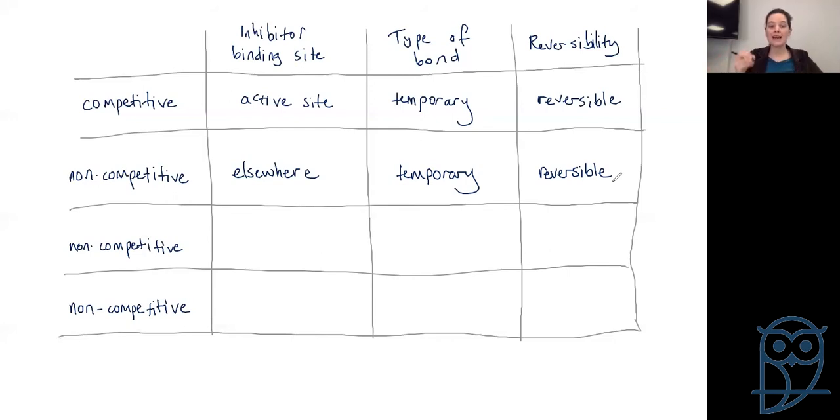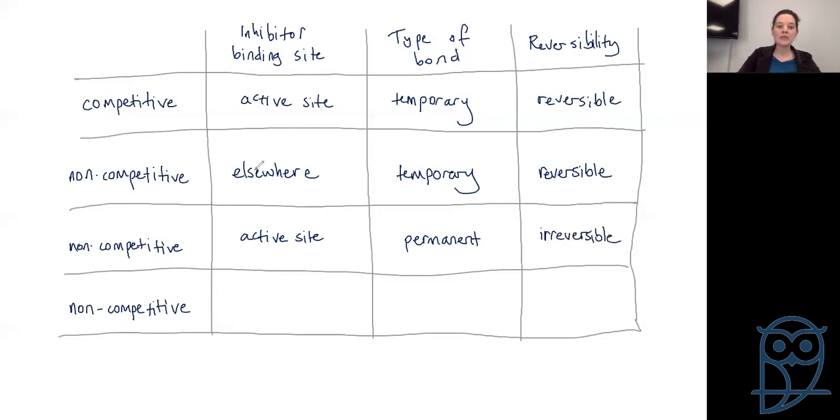If we now look at the other two, let's say it's non-competitive binding at the active site. Okay, but in this case, it's a permanent bond. So it's not a case of competing anymore, because once that inhibitor is in that active site, that enzyme is taken out for good, finished, over. Permanently bonded to an inhibitor, that active site is never going to be available for another substrate. So this one now is irreversible.